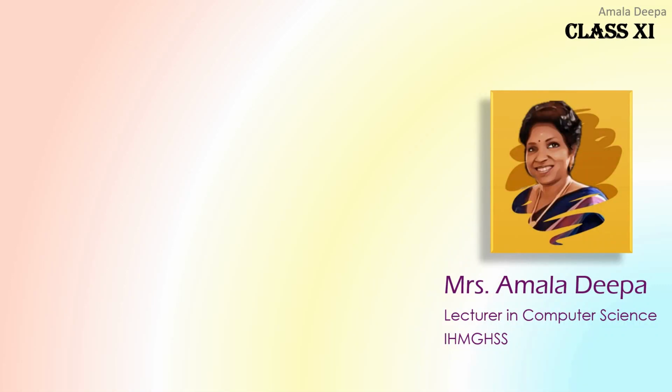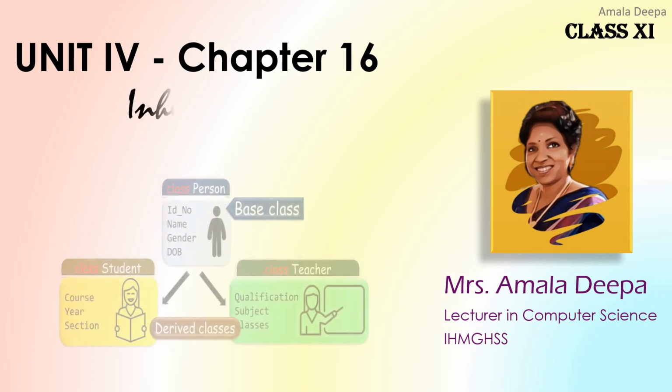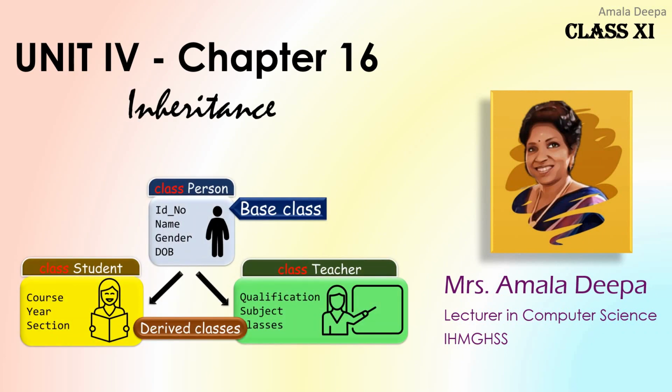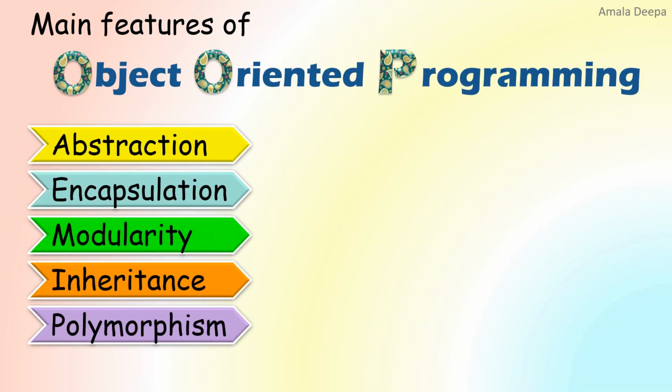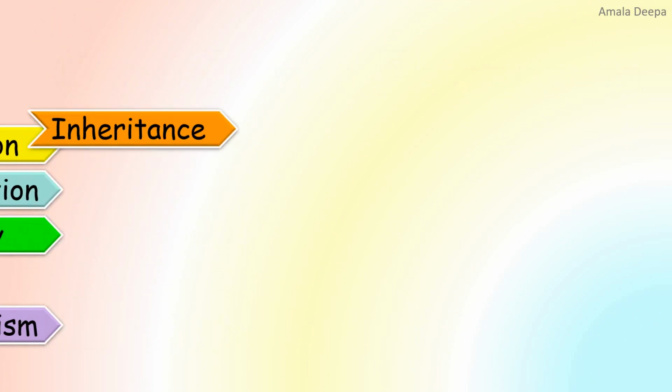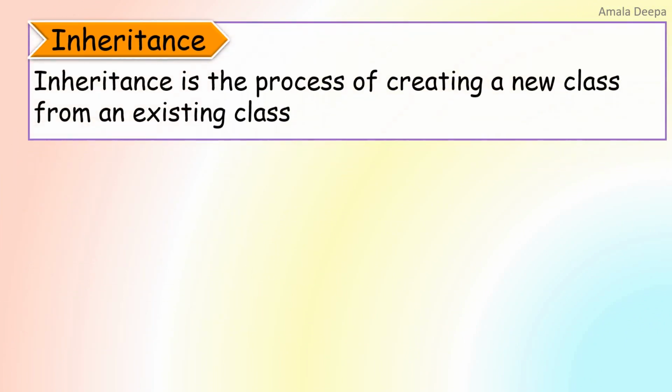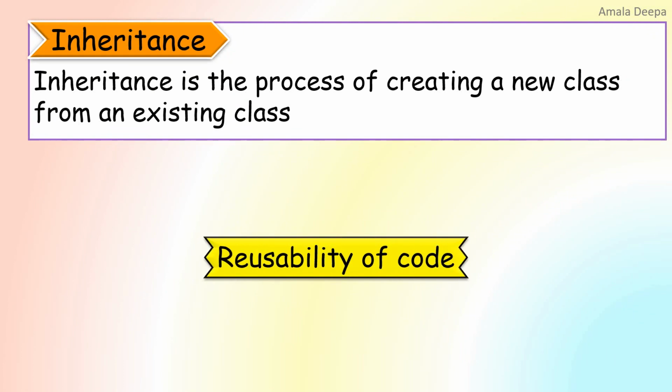Dear children, welcome to this session on Chapter 16, Inheritance. Inheritance is one of the most important features of object-oriented programming. It is the process of creating a new class from an existing class. Reusability of code is the main advantage of inheritance.